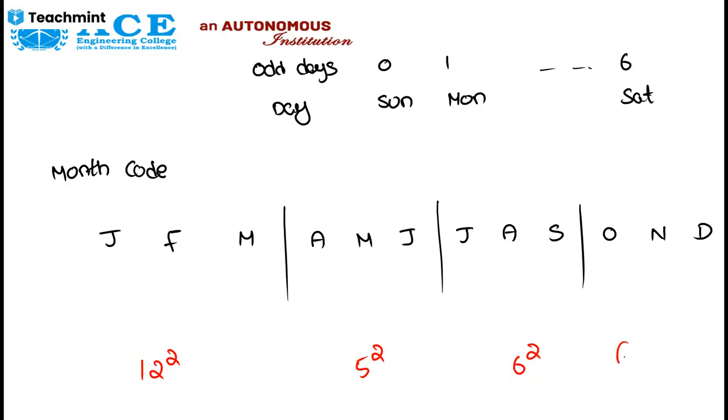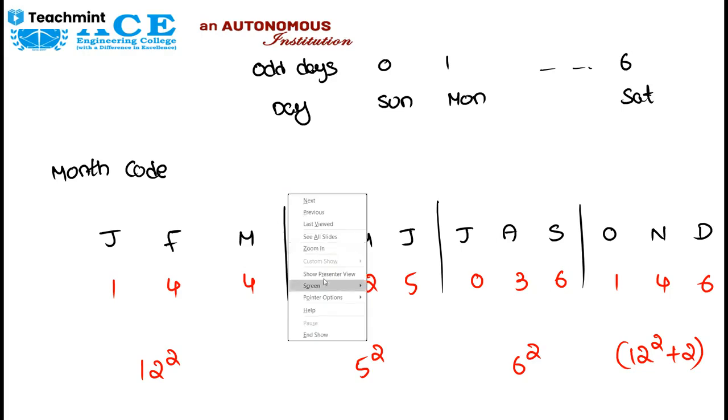This has 12 square plus 2. Last one, if you observe, I'm getting 12 square, two codes after. You can remember this as 12 square plus 2. 12 square means 144. January month, you code as 1. February means 4. Here I took June in the previous question, and we took 5. 6 square means 36. 12 square plus 2 is 146. You can remember like this: 12 square, 5 square, 6 square, 12 square plus 2. That is the month code.